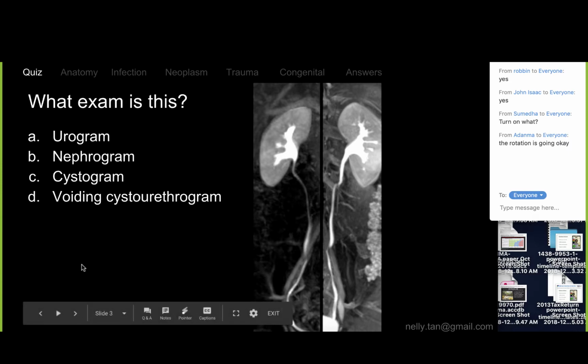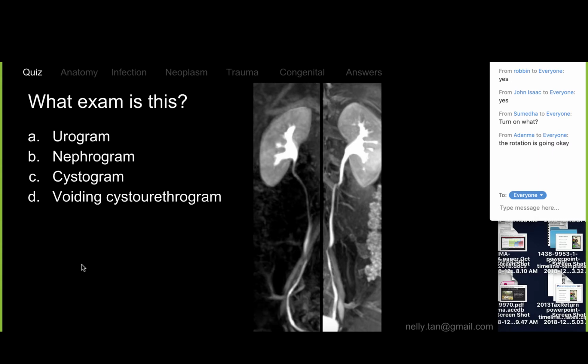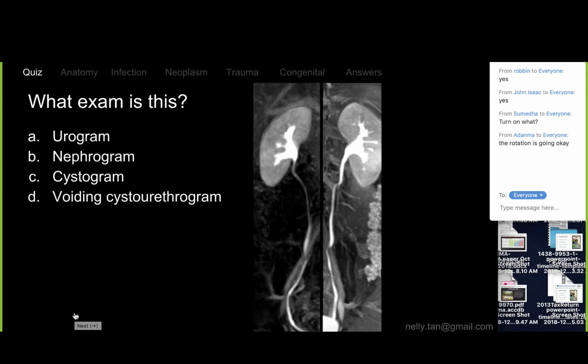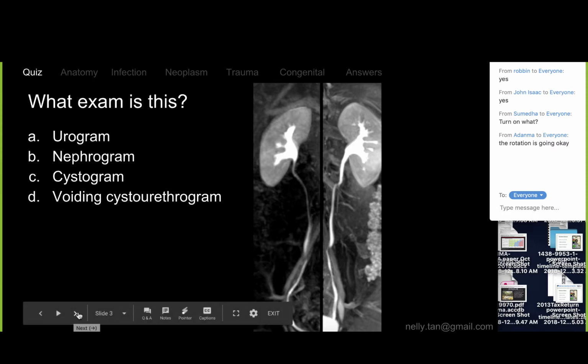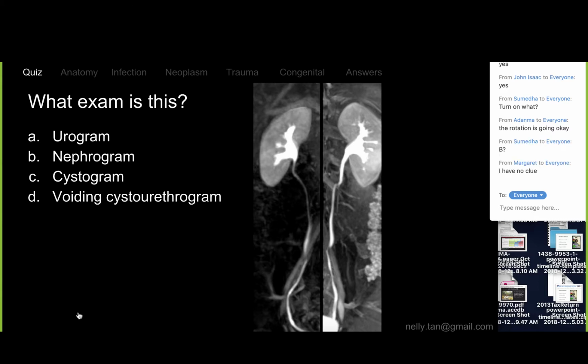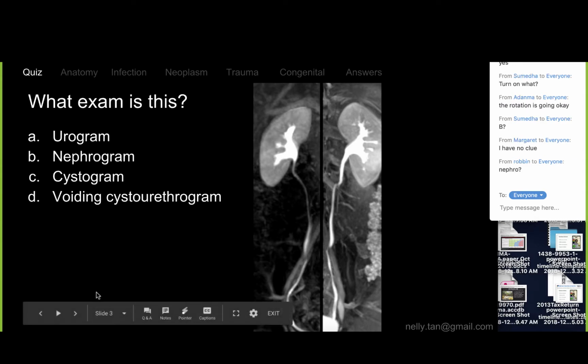What is this exam? A urogram, a nephrogram, a cystogram, a voiding cystourethrogram? You can either shout out or text your answer into the chat box, however you like. And I will continue to the next question when I have some responses. Okay, good. All right, so possibly nephrogram, and most of us, okay.